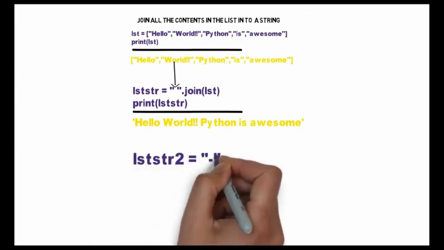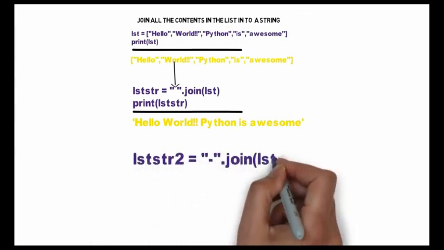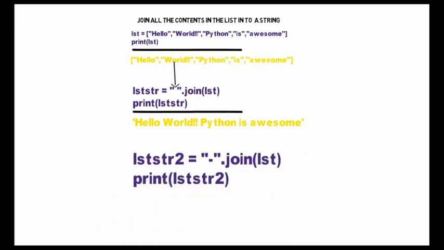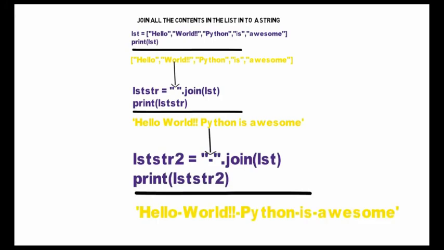So instead of space, let's say you want to join with a hyphen in between, we can write lst_str2 equal to, in between the double quotes you can specify a hyphen, and dot join lst.